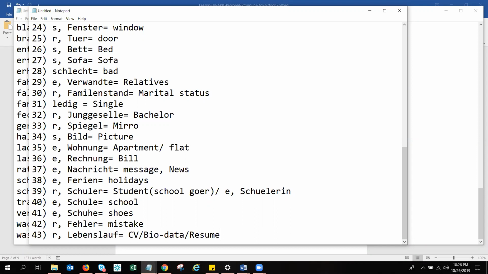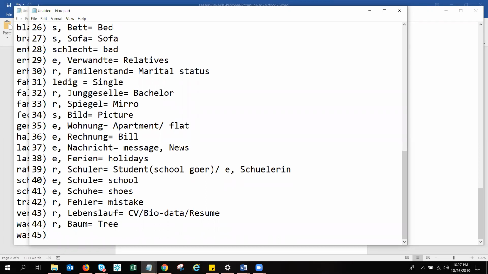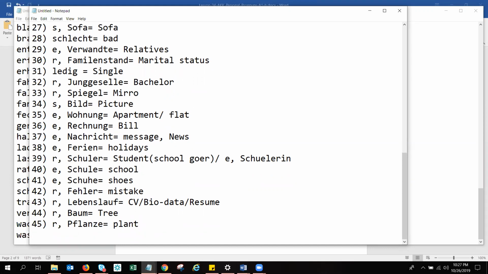Der Lebenslauf. Then you have this word tree. Tree is Baum, and if you want to say plant, it will be die Pflanze. Pflanze is plant, and if you want to say flower, then it will be die Blume. Die Blume is flower.